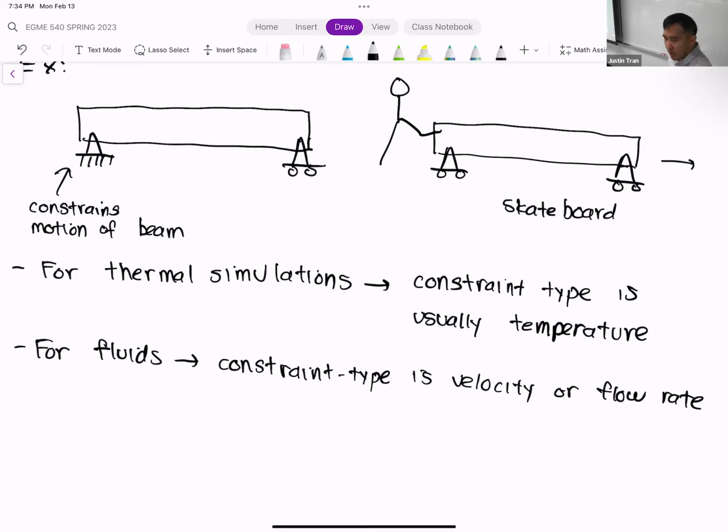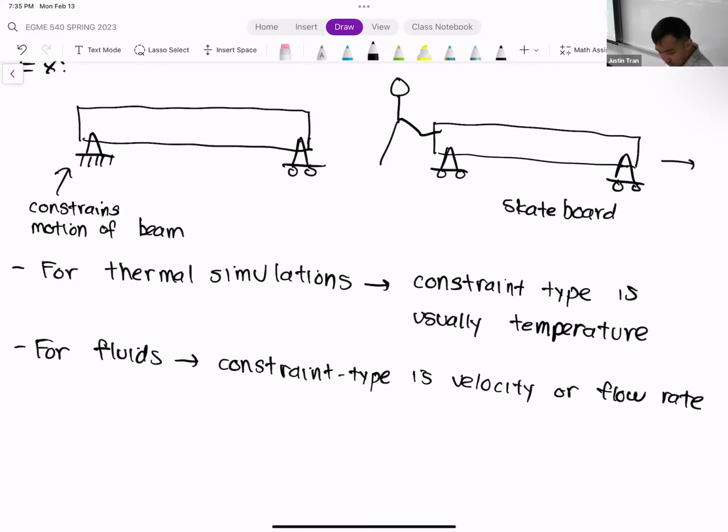For thermal, it gets a little bit more complicated because you can also have either a convection type boundary condition or radiation. Those technically count as constraint type boundary conditions, but in the most basic sense, what's usually applied is just a straight up temperature boundary condition. And for fluids, you need to have at least one velocity or flow rate boundary condition. Usually that takes the form of a no slip boundary condition, but you need to have at least one in your fluid simulation for the same reason.